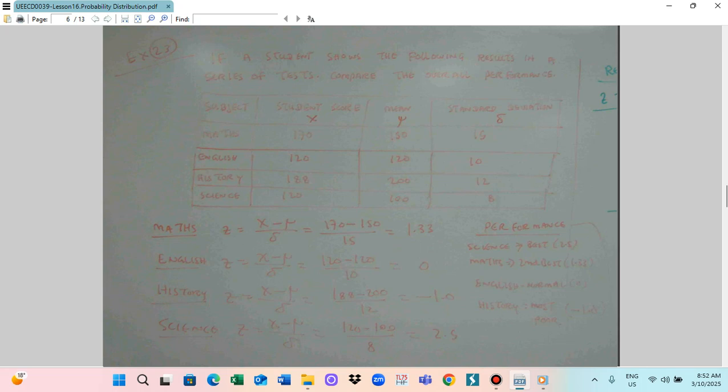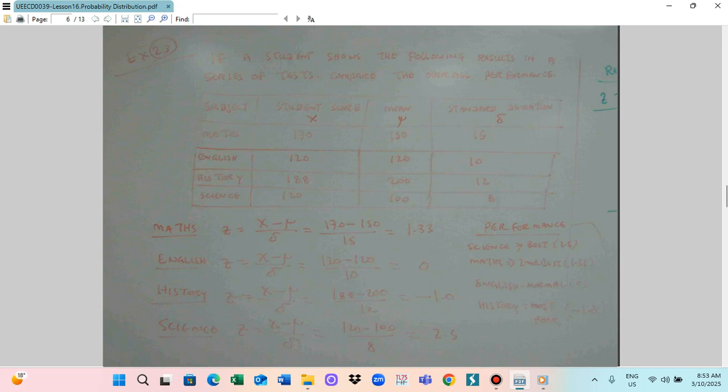So that's science. We calculate H minus mu divided by delta. In this case, H is given 120, mu is 100, delta is 8. So this becomes 2.5. So now you can make the comparison.